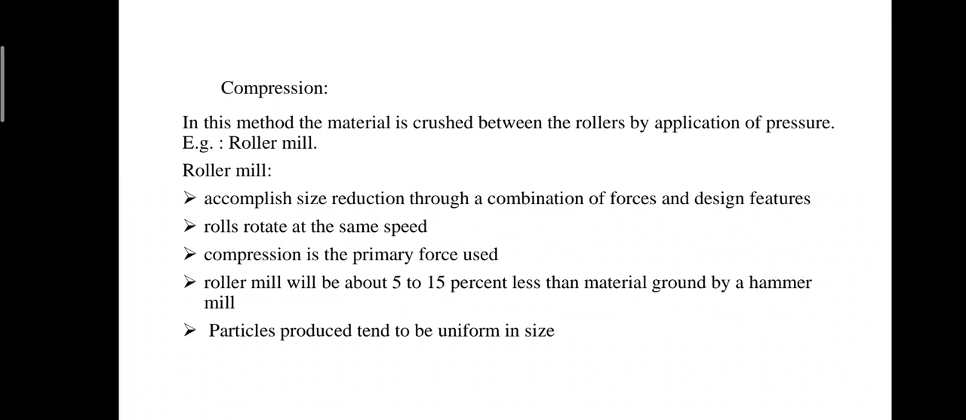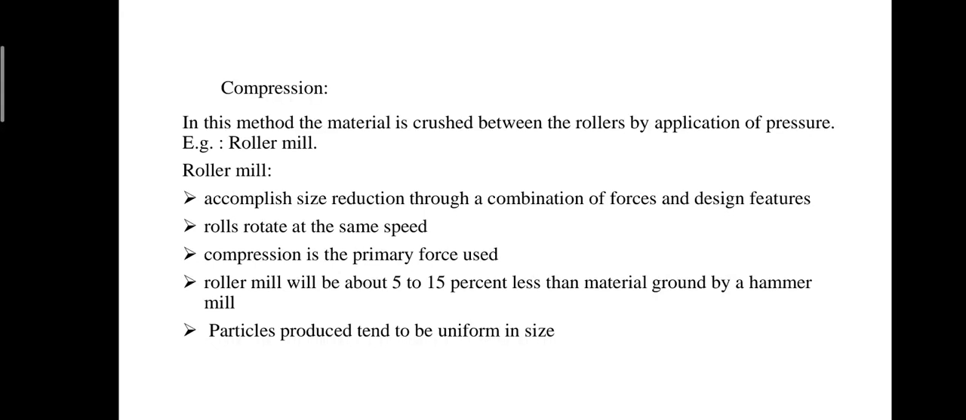Now, compression. In this method, the material is crushed between the rollers by application of pressure. Mainly, compression is the main mode for coarse reduction, giving off only a few fines. Roller mill crushing mills are examples of compression mechanism. A roller mill runs on compression mechanism. Now we can discuss the roller mill.